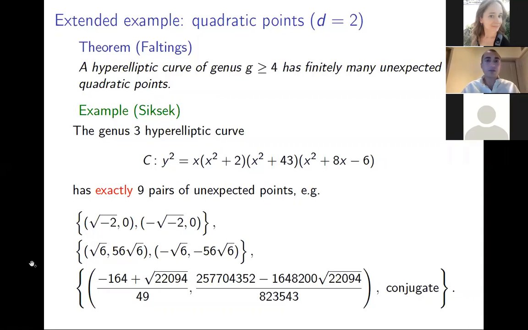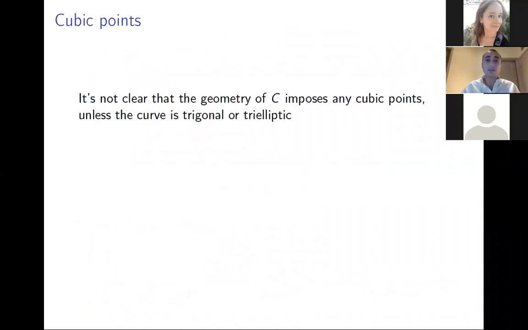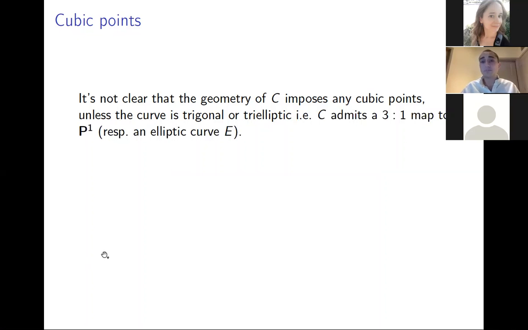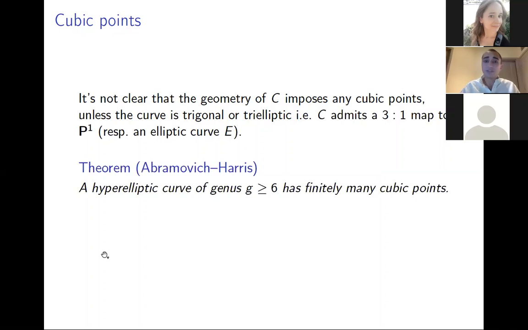Okay. So we've talked about quadratic points. What about cubic points? Well, the geometry of a hyperelliptic curve doesn't a priori impose any cubic points unless it is trigonal or trielliptic. And that means that C admits a 3-to-1 map to P1, or respectively a 3-to-1 map to an elliptic curve. And similar to Faltings' previous theorem, there's work of Abramovich and Harris, which says that a hyperelliptic curve of genus g greater than or equal to 6 has finitely many cubic points. We've seen these two prototypical examples here.